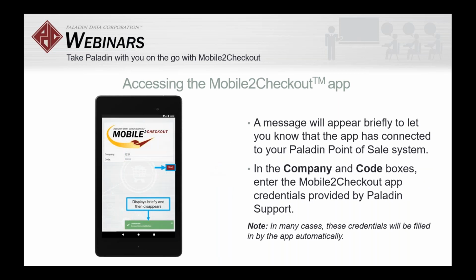All right, so once you access the mobile app, it will come up and prompt you with the company and code. Now, most of the time, these credentials will be filled in automatically. I think you just have to fill them in once, and then they're going to be there in memory. It will show you briefly a display that says connected to make sure that you're all connected. It puts that little indicator on the bottom.